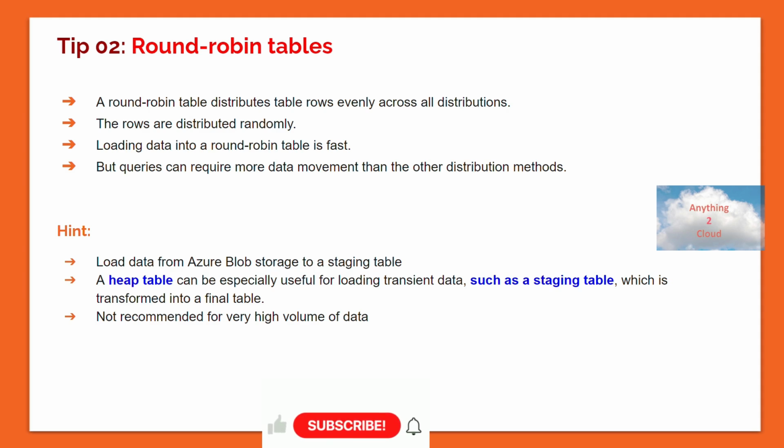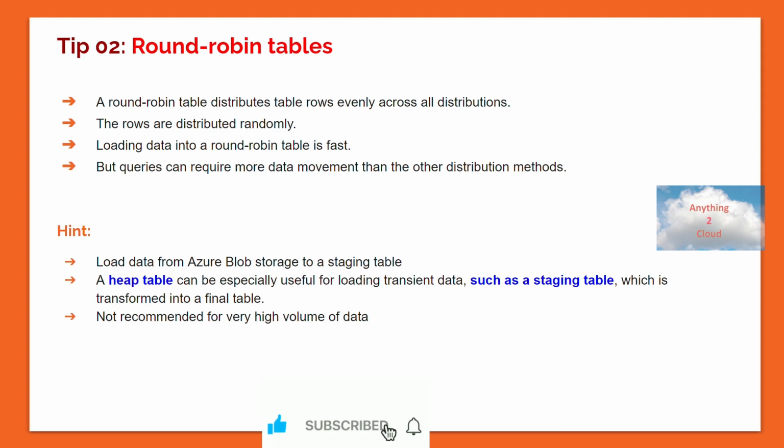Round robin tables, as we know, are mainly used for staging the data. If you want to load the staging data very fast, then you can use round robin distribution. But when you query the data, it's going to take more time compared to the other distributions, because a lot of data movement needs to happen with round robin distribution.